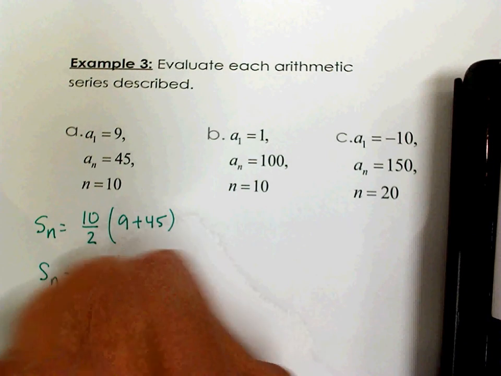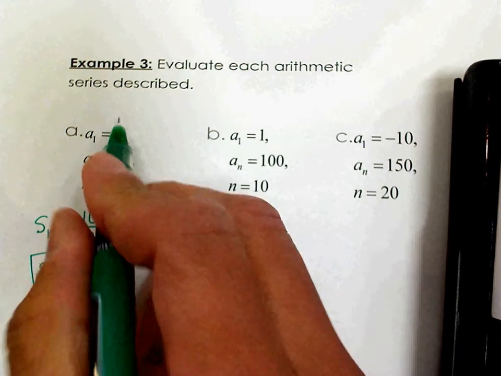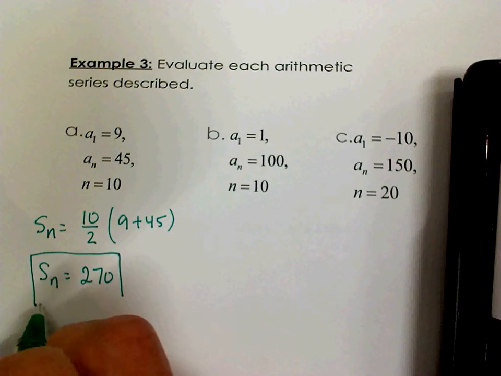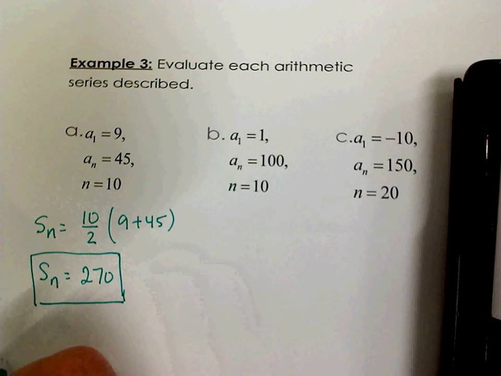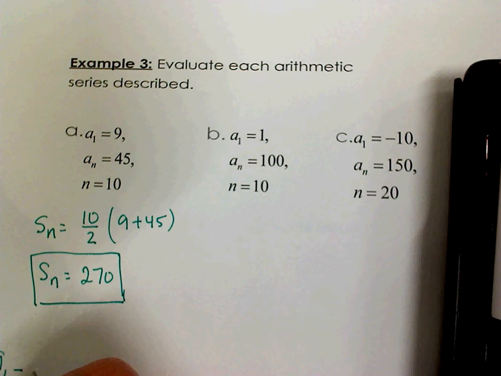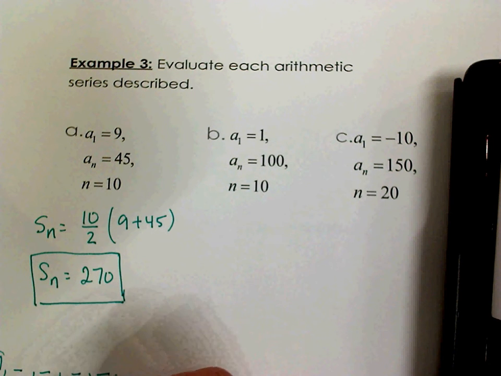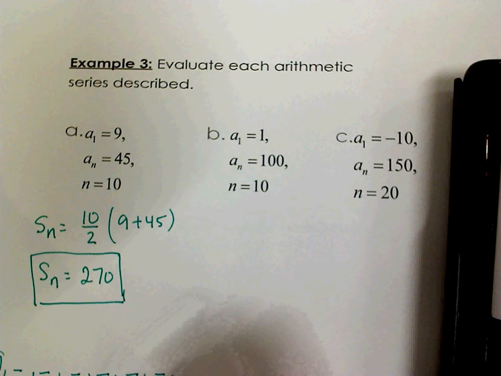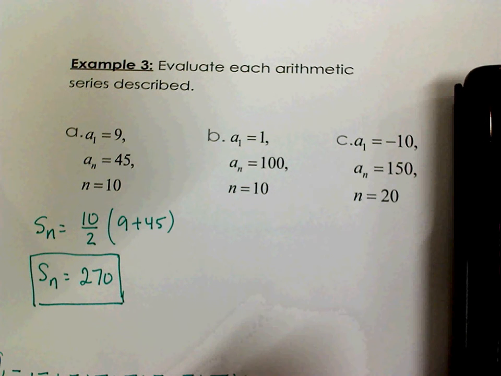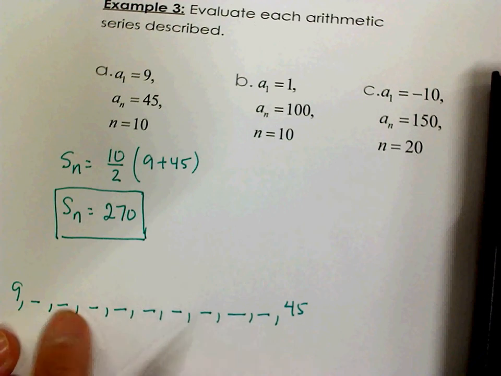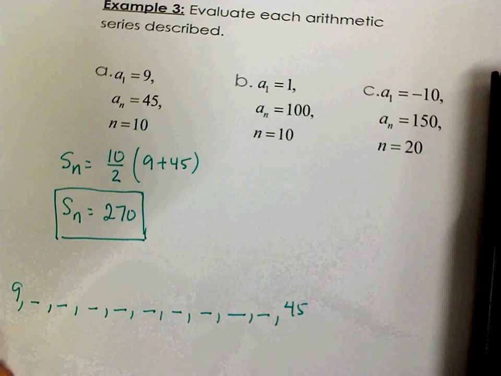So if I start at 9 and keep adding up to 10 numbers, so that is 9 plus 1, 2, 3, 4, 5, 6, 7, 8, 9, 45. And I just keep adding these numbers. Don't know what d is. If I just keep adding these numbers, I'm going to get 270. Just like that. Part B.